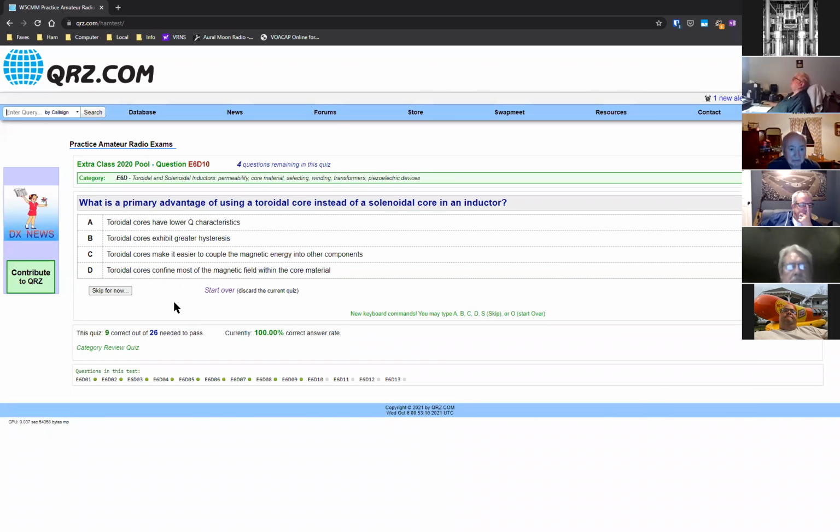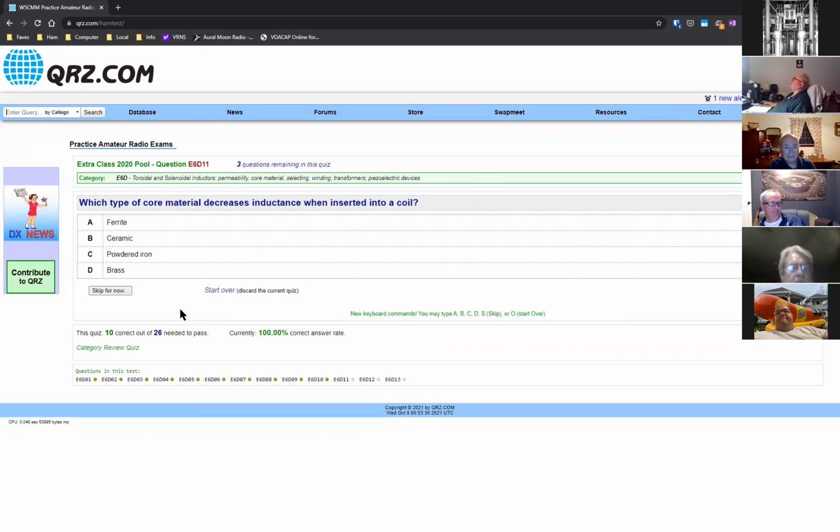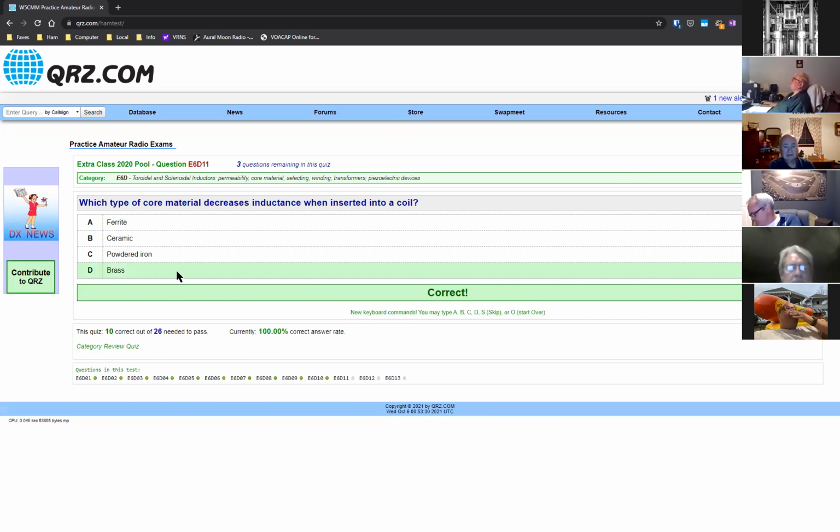What is the primary advantage of using a toroidal core instead of a solenoidal core in an inductor? B, D. D, Delta, yeah. Delta. What type of core material decreases inductance when inserted into a coil? Brass. D, brass. Yeah, brass.